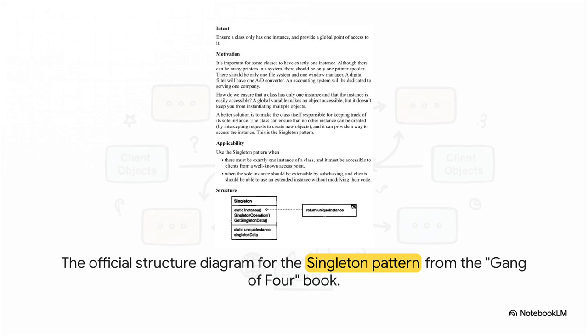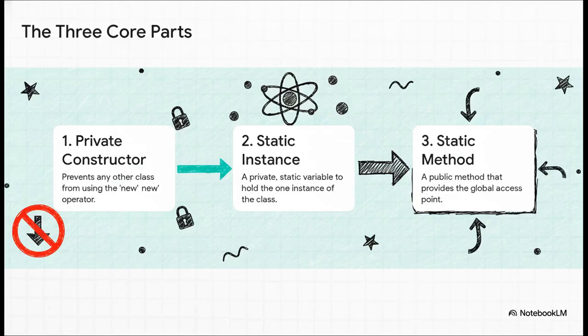Let's break it down. This is the magic trio, the three pillars that hold the whole pattern up. First, you make the constructor private. Boom. Just like that, with one simple keyword, you've made it impossible for anyone outside the class to just use the new operator. Second, inside the class, you create a private static variable that's going to hold the one true instance. And third, you create a public static method, usually called getInstance or something similar, that is the only door everyone has to go through to get access.